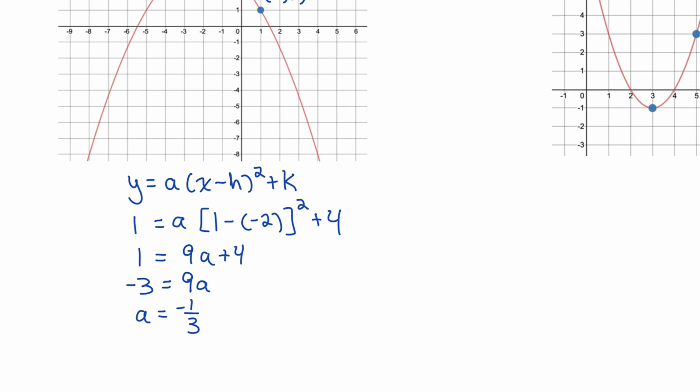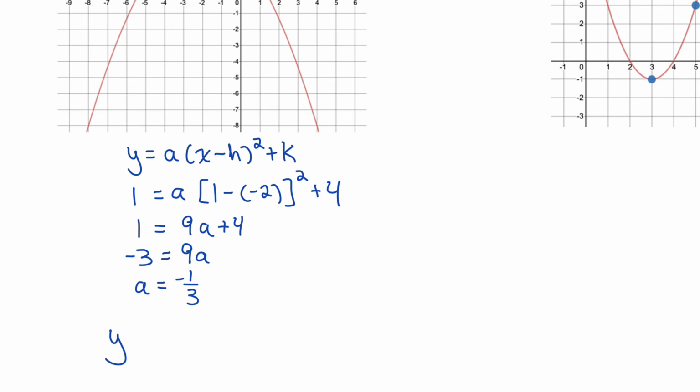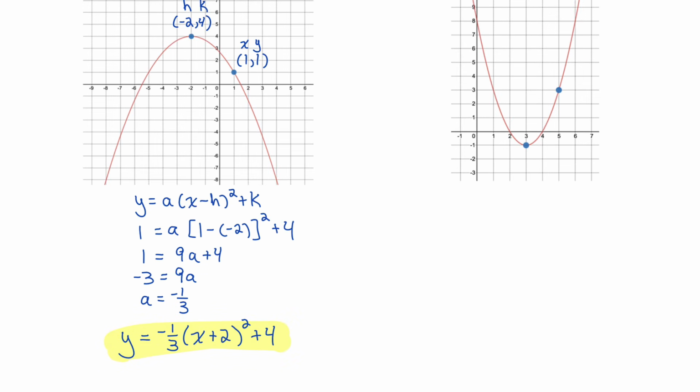So I can write the final vertex form equation by subbing in the a value, the h value. The h value, remember, was -2, so it's x minus -2. But you would never write x minus -2. We could simplify that to x plus 2 squared plus the k value of 4. So there's the final equation that defines all of the points that make up the graph of this parabola.